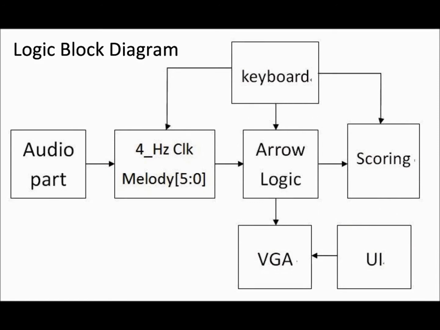So this is our final logic block diagram. Specifically, we have a 4 Hz clock from the audio part, since 4 notes appear in 1 second, and different notes refer to different values of the register melody. Then we refer to melody's value to enable lines of arrow. We will talk about the specific logic part combining with VGA and keyboard controller later.